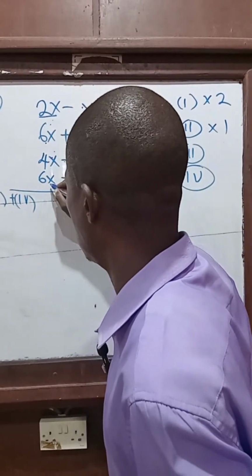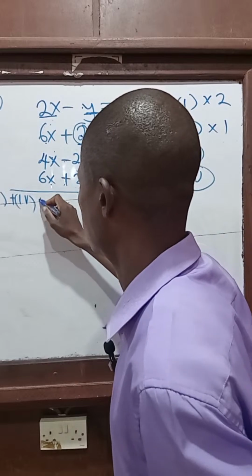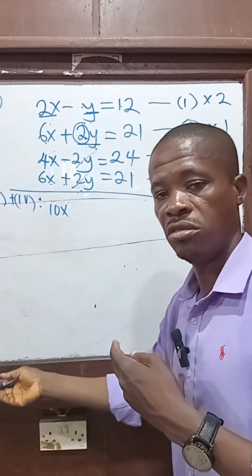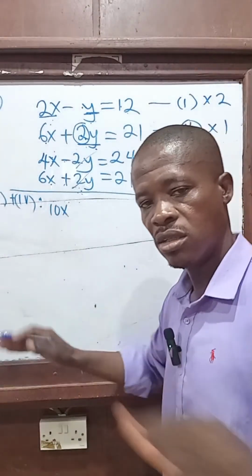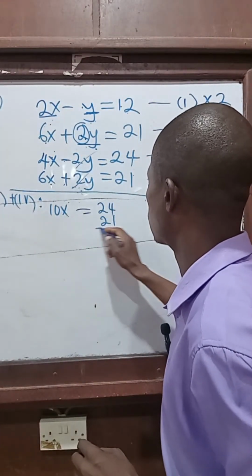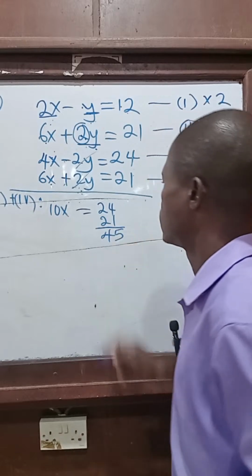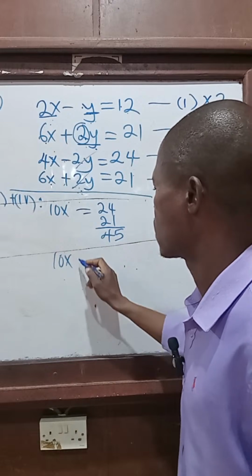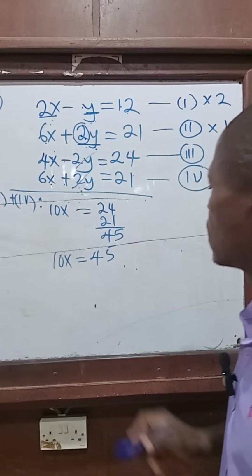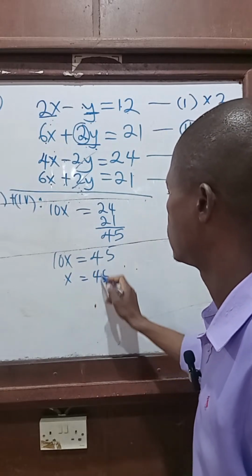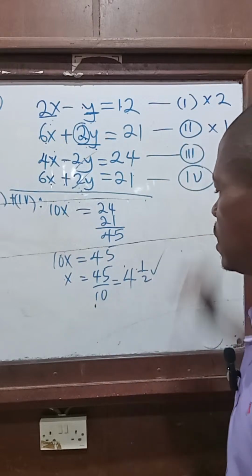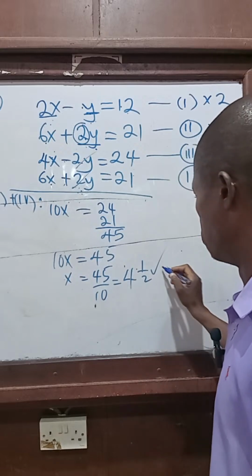So 6x plus 4x plus 6x, that's 10x. So this one will automatically cancel. Minus 2y plus 2y cancel. Then we have 24 plus 21. That's 45. So 10x equals 45, and x is 45 over 10. That's 4.5, or 9 over 2.